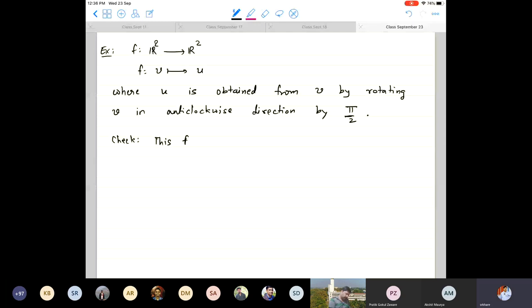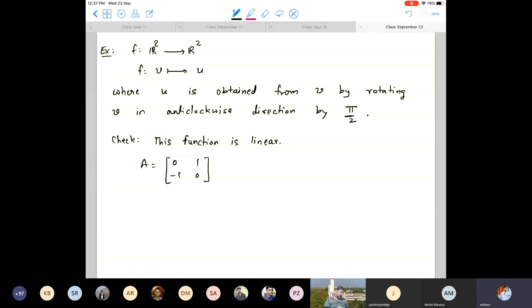It can be represented by the matrix 0, 1, minus 1, 0. So this 0, 1, minus 1, 0.